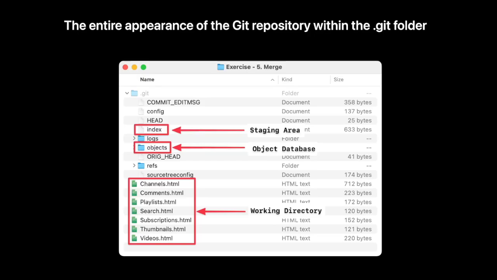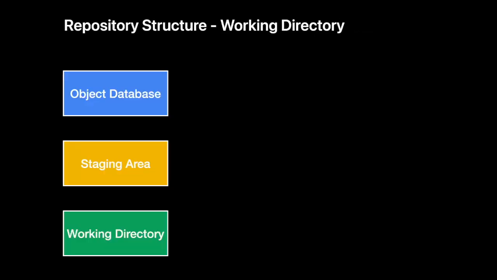You don't need to know all the details about every file or directory inside the .git directory. For now, it's enough to understand that the staging area and the data stored by Git are all contained within the .git directory. Let's take a closer look at each area of a Git repository.